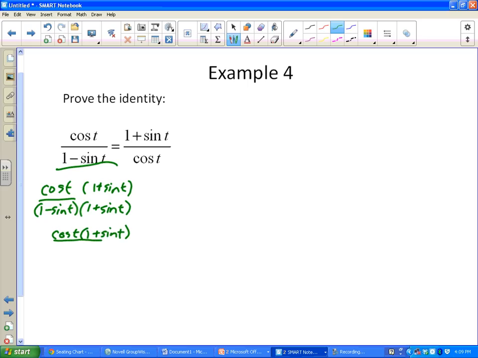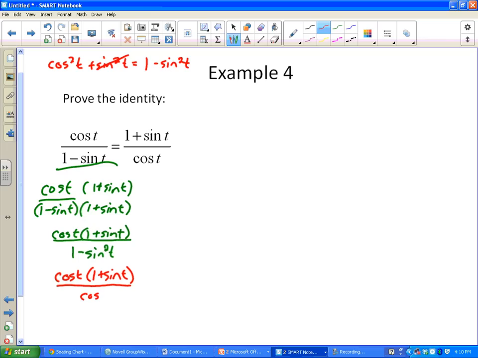Okay, and then on the bottom, because these are opposite signs, this is going to end up being 1 minus sine squared t. And 1 minus sine squared t, I don't know if you realize this, but that's totally an identity. If we start off with our Pythagorean identity, cosine squared plus sine squared equals 1, and I subtract the sine squared over to this side, 1 minus sine squared equals cosine squared. So the bottom of this fraction is really cosine squared. So that's cosine t times 1 plus sine t over cosine squared t.